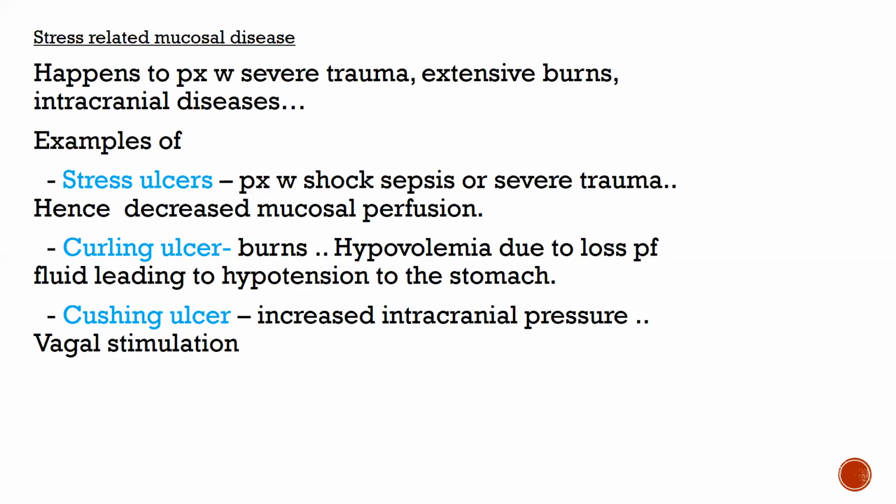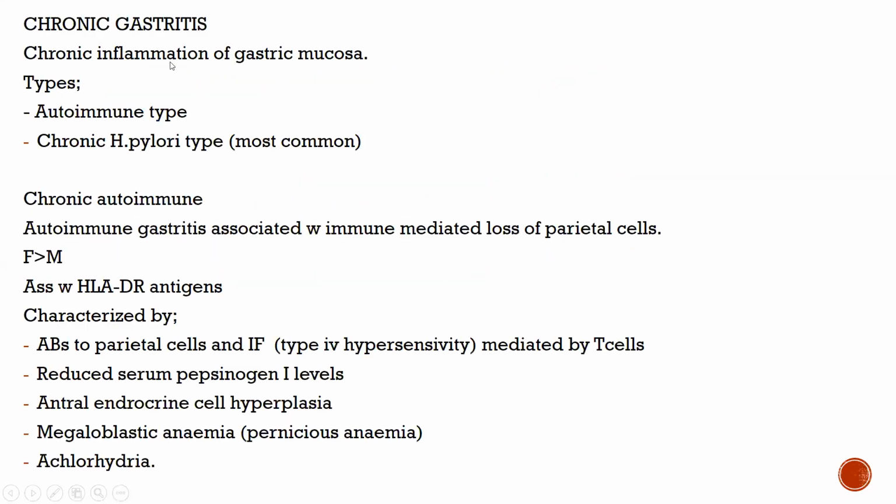Okay, Cushing's ulcer. This one is seen in patients with increased intracranial pressure. So the logic is when you have increased intracranial pressure, there's increased vagal stimulation. This one leads to the release of acetylcholine. Acetylcholine goes where? Parietal cells, leading to release of acid, hydrochloric acid. And then hydrochloric acid, we said, damages the mucosa. As simple as that.